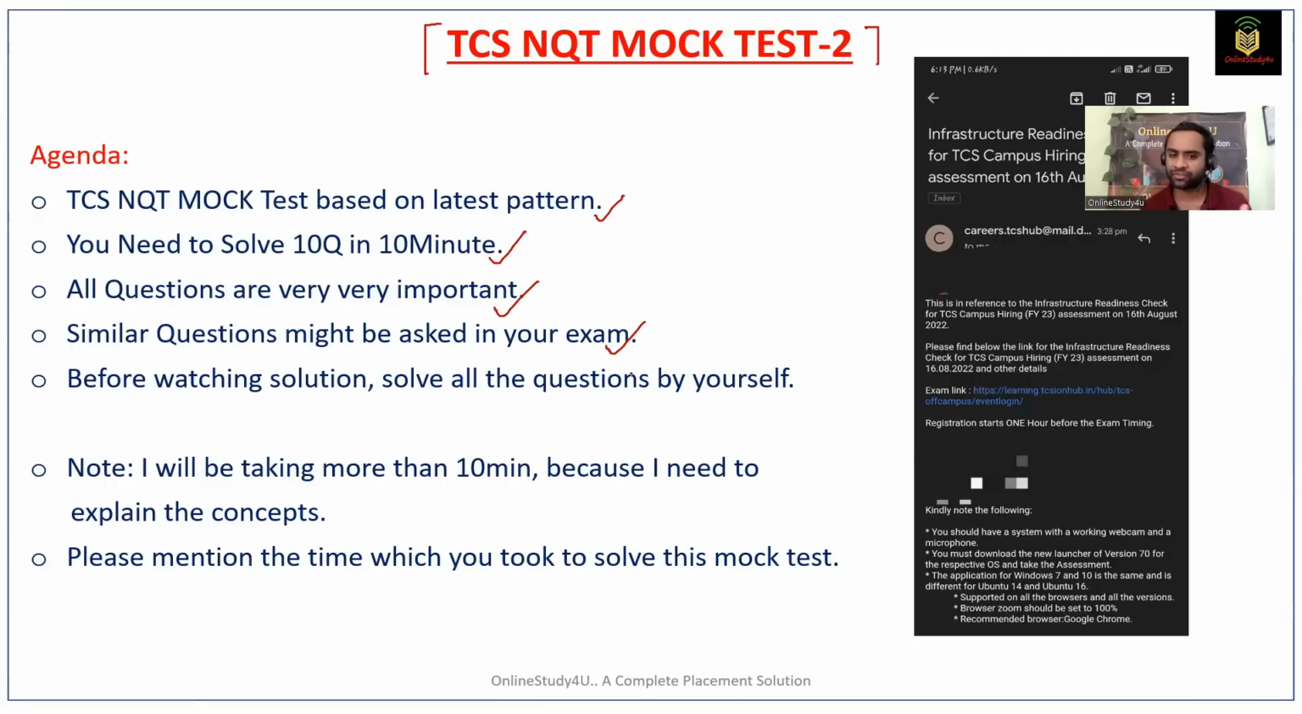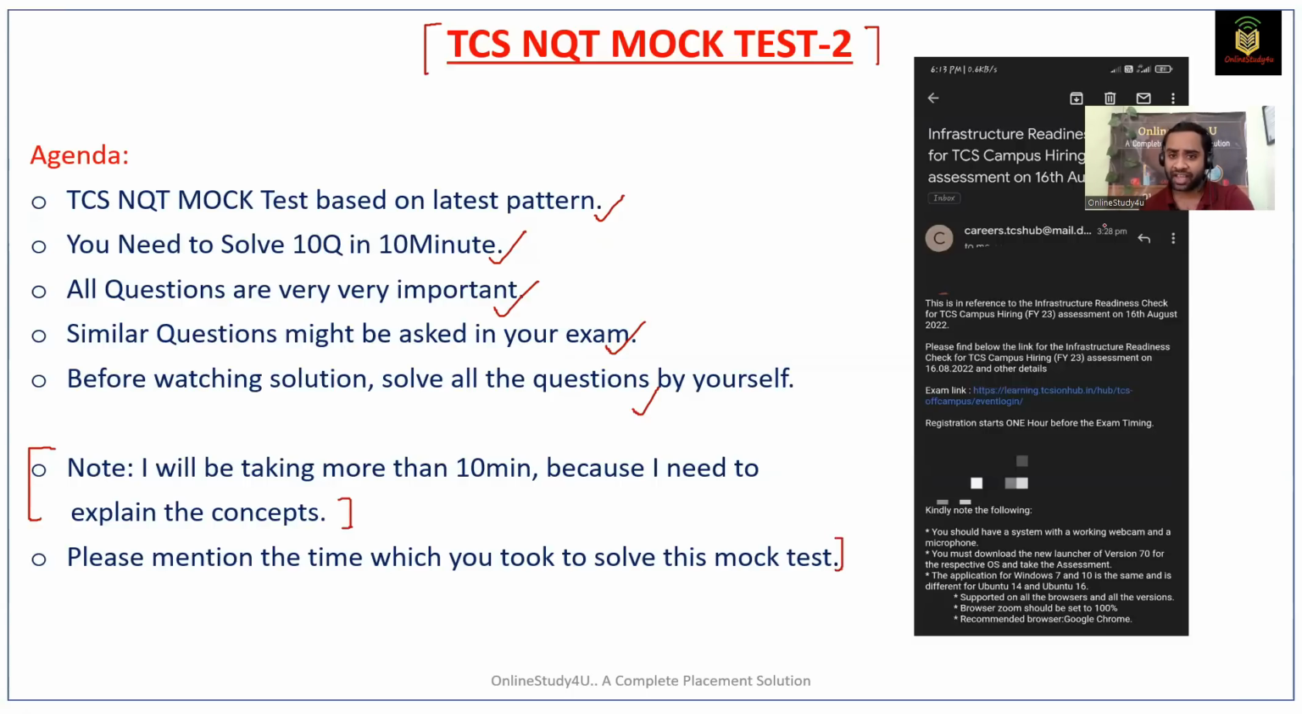Before watching the solution, solve all the questions by yourself. Note, I will be taking more than 10 minutes because I need to explain the concept to each and everyone, the one who is watching the video for the first time. And please mention the time which you are taking to solve this mock test.